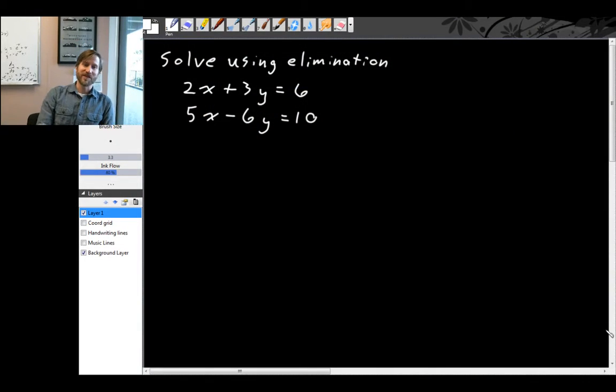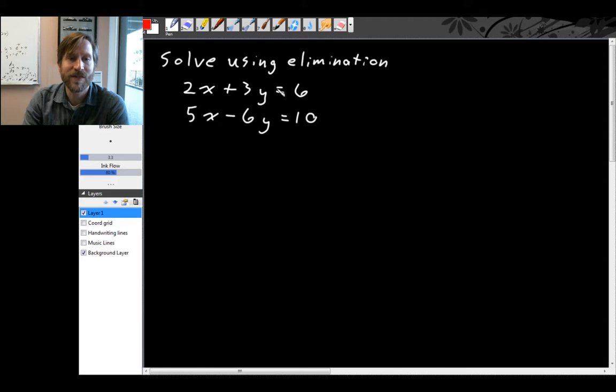Our next fundamental skill from Math 084 is solving a system of linear equations using the method of elimination. So here's a system of linear equations. 2x plus 3y equals 6, and 5x minus 6y equals 10. And the idea behind using elimination is we want to arrange it so that for one of these two variables, the coefficients, the constant number multiples in front, match but are opposites.